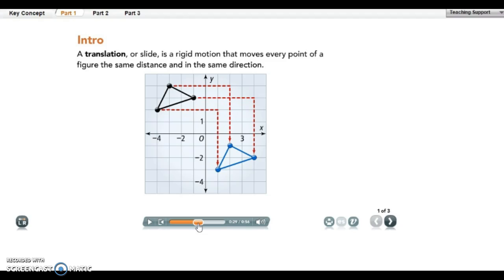So a translation, your sixth grade teacher may have called a slide. It's a rigid motion that moves every point of the figure in the same direction and the same distance. Here you can see that we've started with this black triangle and moved to the blue triangle, and every single point moved over the exact same number of places and down the exact same number of places.